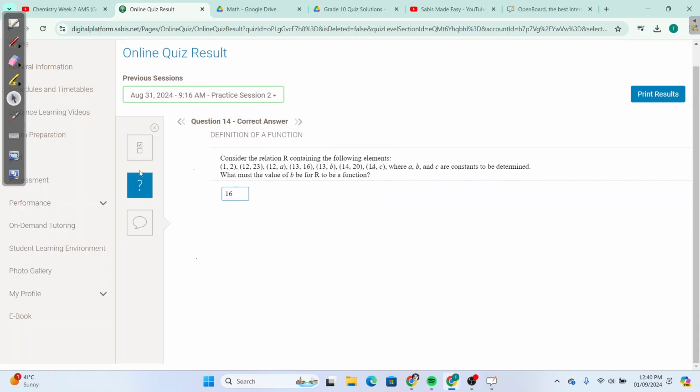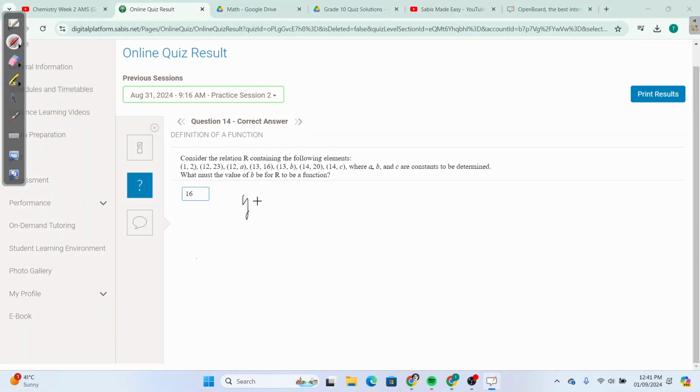Okay. Consider the relation R containing the following elements: 1, 2, 12, 23, 12a, and so on, where A, B, and C are constants to be determined. What must be the value of B for R to be a function? Now, how do you know if, again, a function only gives one y value for each x value?